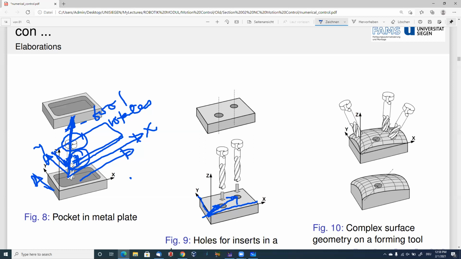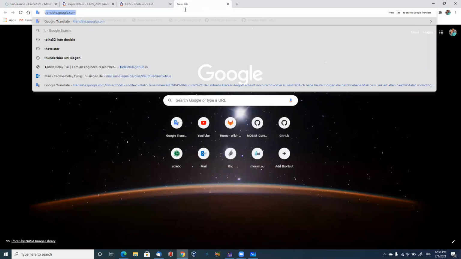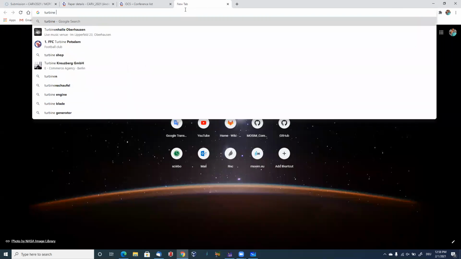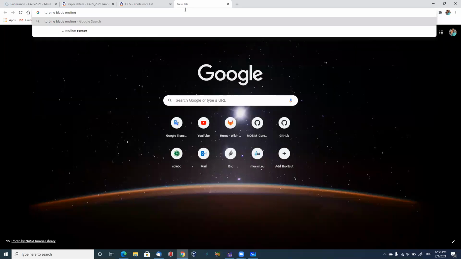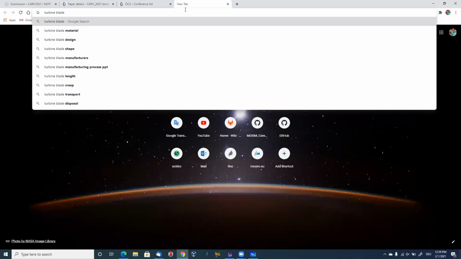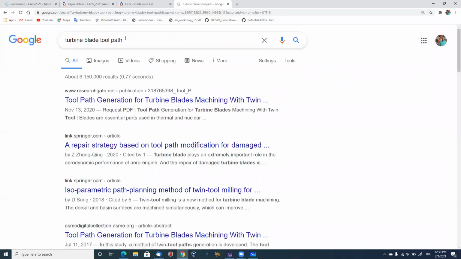Now the other question is, sometimes you could have a complex geometry. For example, you could be asked to plan a motion for a turbine blade. If you have turbine blades, maybe let's see if there's something on the internet.